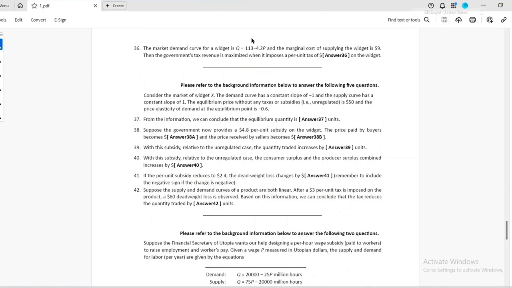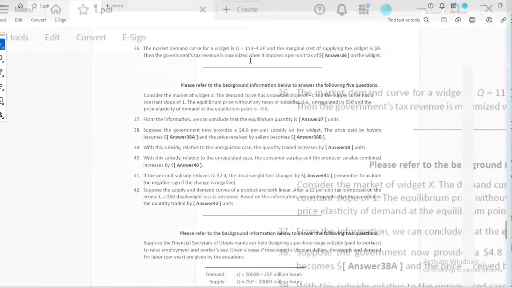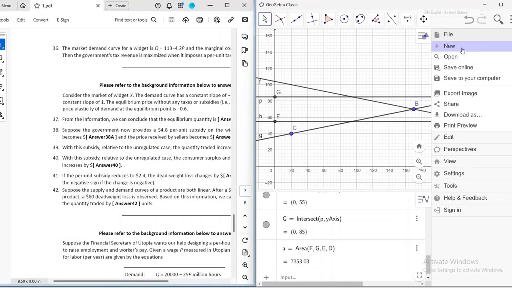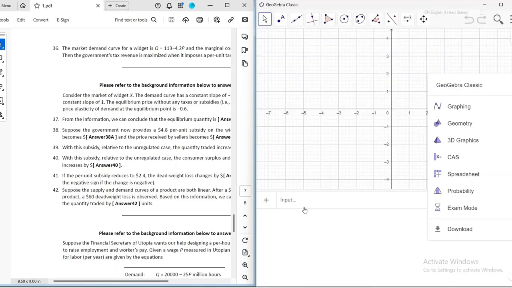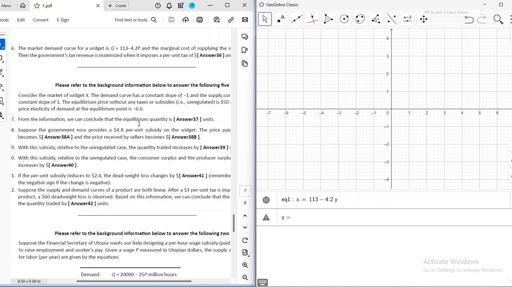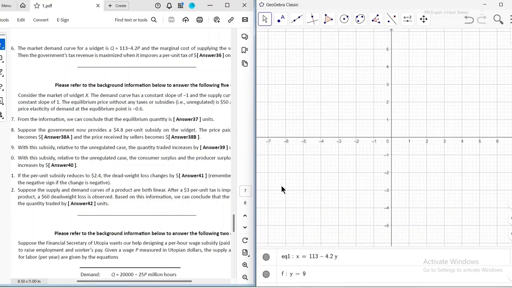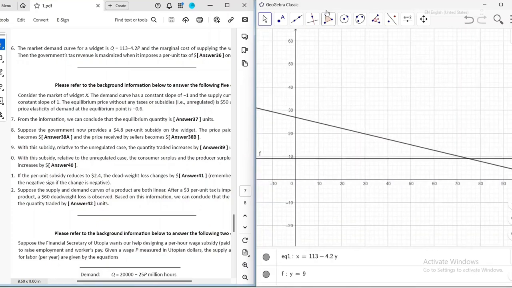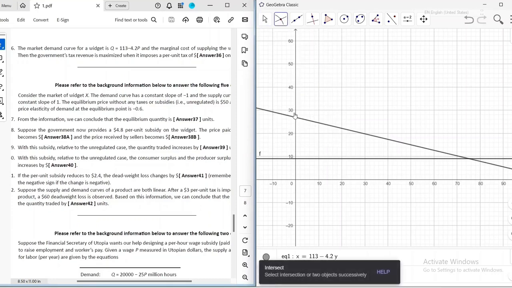So in question number 36, you are given a demand relation and a marginal cost, and you are asked to calculate the per unit tax at which government tax revenue is maximized. So let's clear the screen first. Demand relation is x equals 113.4.2 y, and marginal cost is y equals $9. Now please note, this is not the supply curve, this is marginal cost. So let's find out these 2 points.